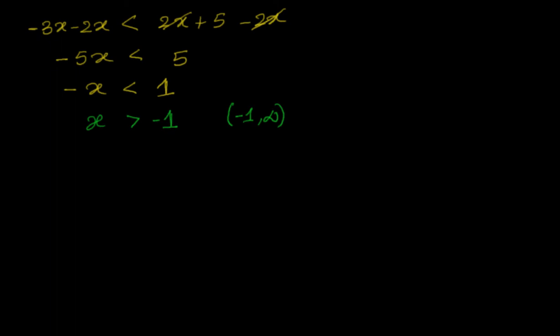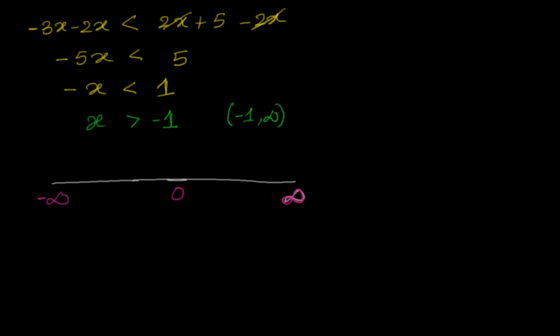So let's draw the number line first. I'll take the white color to represent the number line, and I'll say this is my number line. I'm going towards infinity here, and this is negative infinity, and in between I have 0. Okay, that's about it. Now where is our solution?